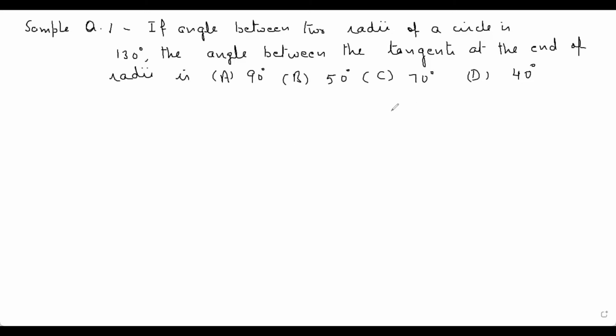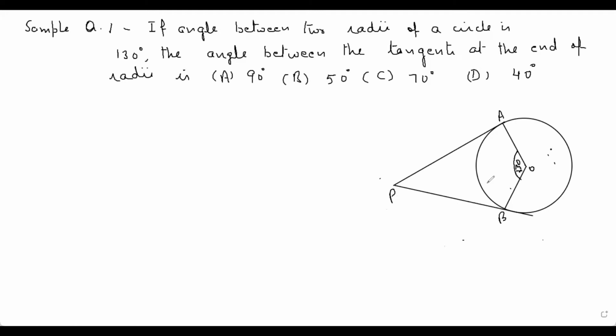I'm going to make a figure here. Now OA and OB, they are the radii of the circle, and angle between two radii of the circle is 130 degree. Now I'm going to draw two tangents here. PA and PB are two tangents to the circle, and I'm to find this angle APB. Now let this angle be 1 and let this angle be 2.